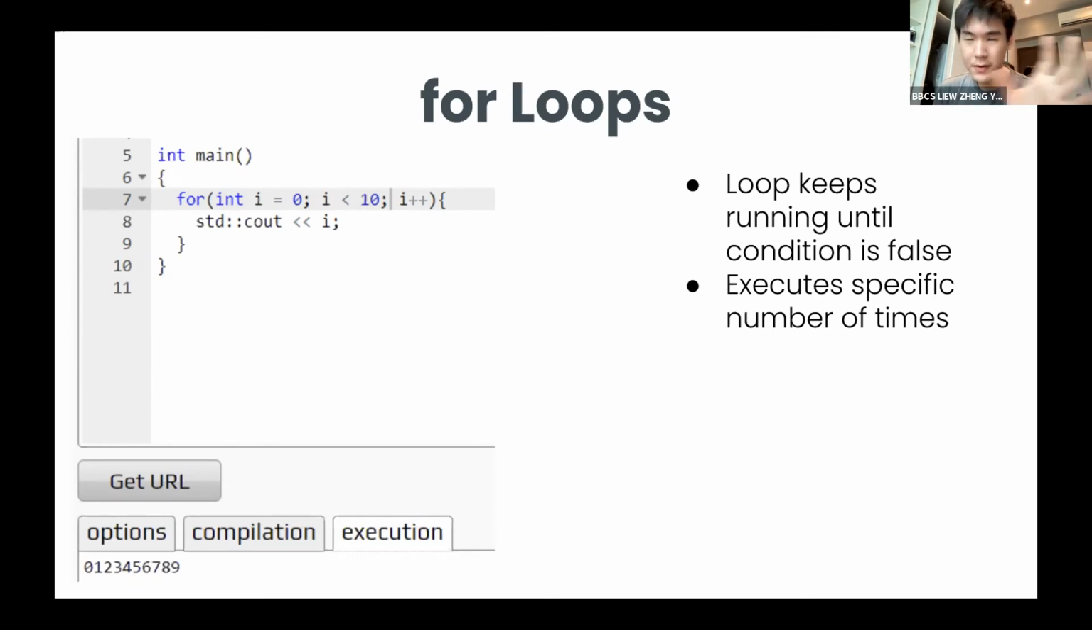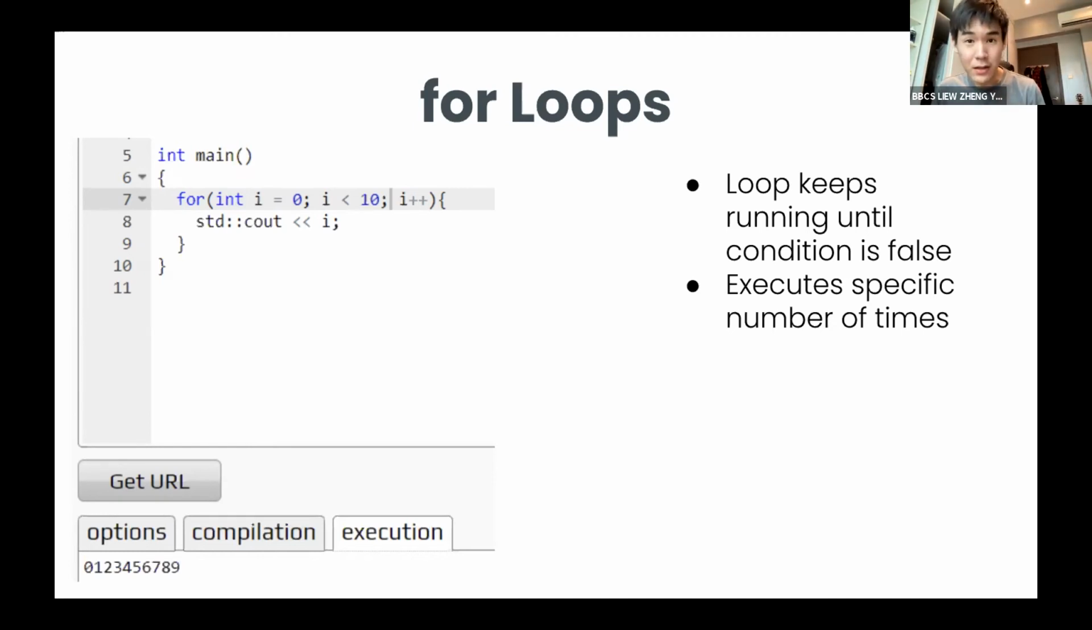During the first run, i equals 0, so i < 10 is satisfied. So i is printed and i will increase by 1 before the next iteration. During the second run through the loop, i equals 1. So i is still less than 10 and i is still printed. This keeps happening until i equals 9, where i is printed and then increased by 1.